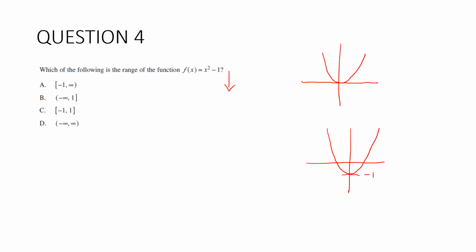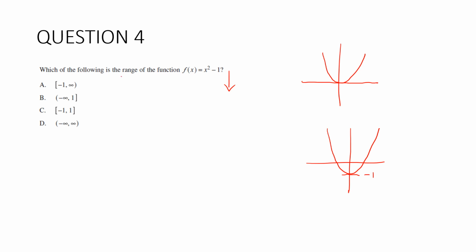Question 4. Which of the following is the range of the function f of x equals x squared minus 1? You really need to graph this. We know y equals x squared is a parabola. It goes through 0, 0. And I'm going to vertically translate that down 1 unit. So it goes like this. And this point here will be 0, negative 1.